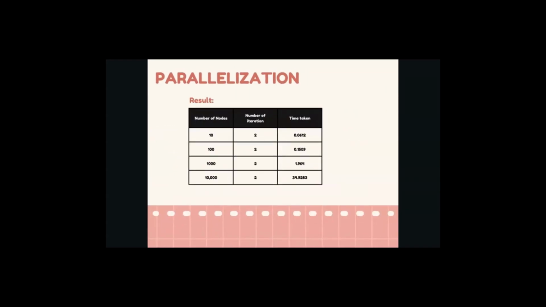Overall, even with parallelization, it scaled up almost linearly, indicating the algorithm is already rapid.